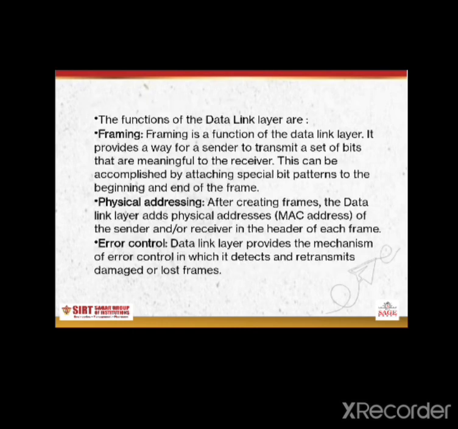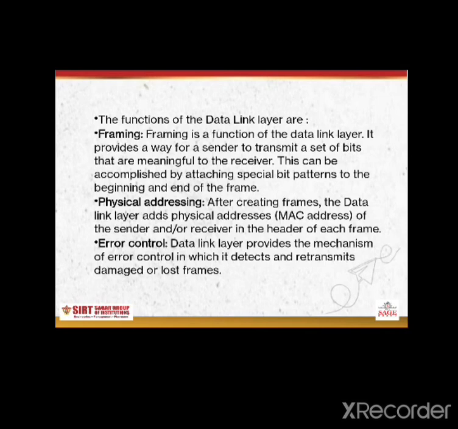Now these are the functions of the data link layer: framing, physical addressing and error control. It can protect from errors. In error control, it detects errors, and if there is an error, then it transmits the data again, or if there is loss in data, then it can retransmit the data. So this is the function provided by the data link layer: if data is lost or not correct, then it will retransmit the data.